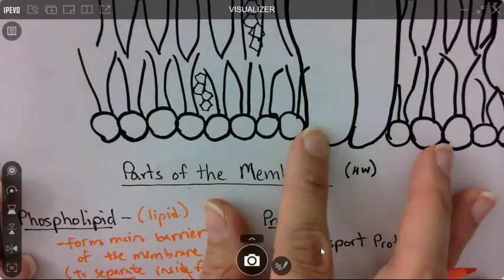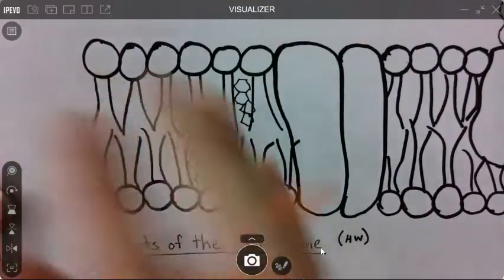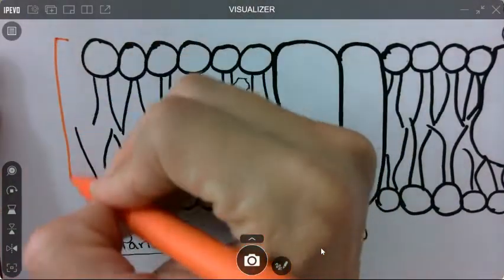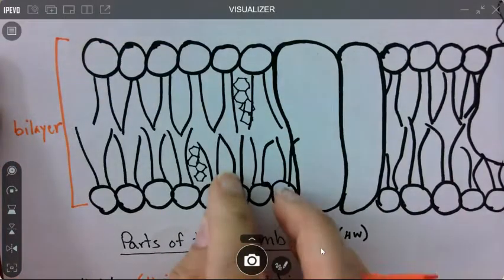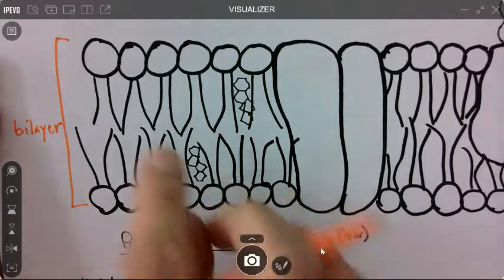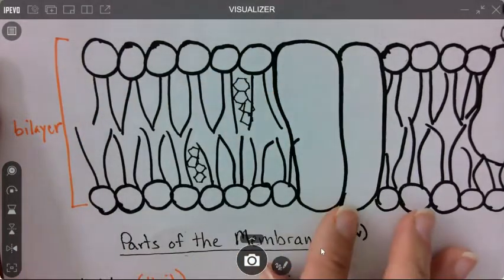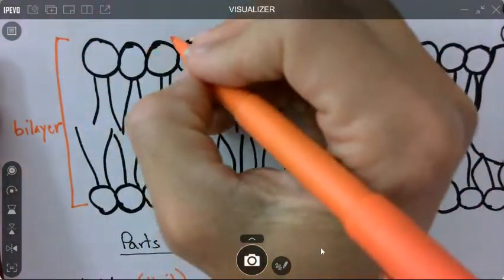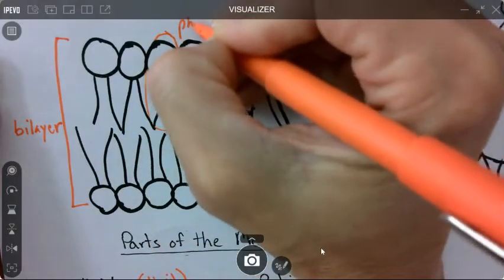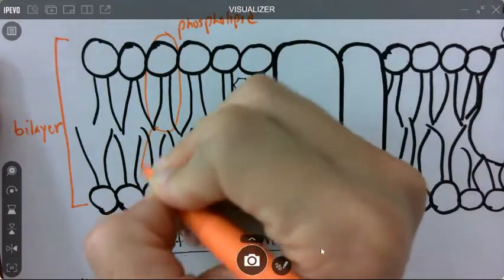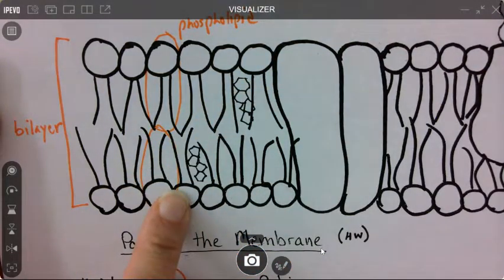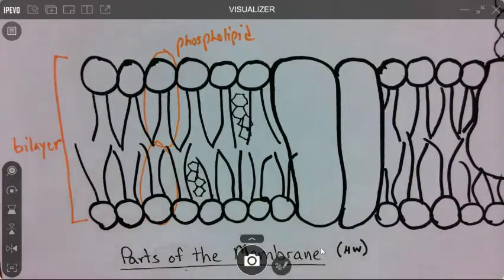So here is our phospholipid bilayer, right? These are all phospholipids. Here's our bilayer. It's called a bilayer, right? Because we have two phospholipids facing each other. Here's a phospholipid right here. And here's another phospholipid right here. And again, why did they orient themselves that way? It's because they have polar and nonpolar regions, right?